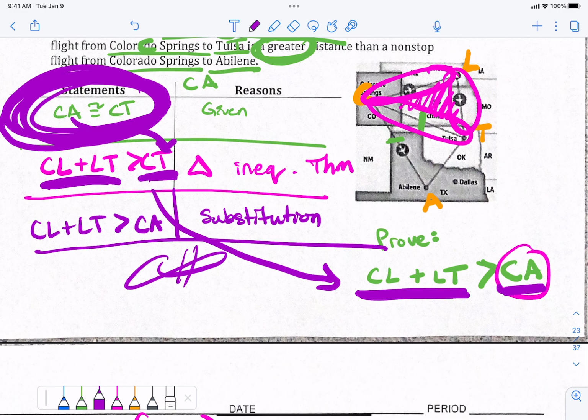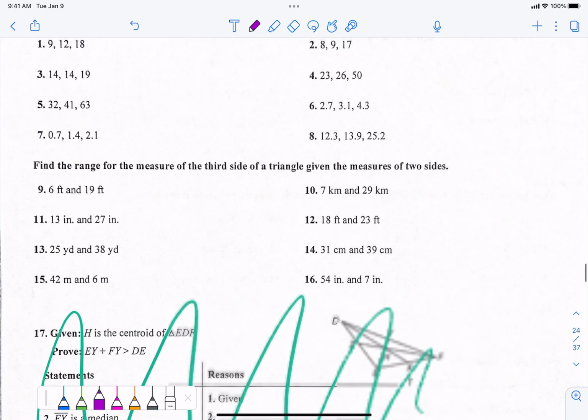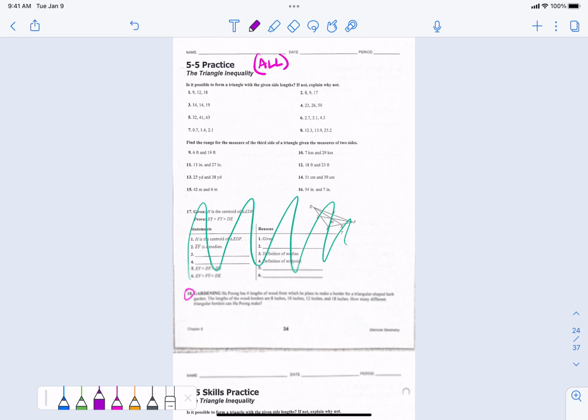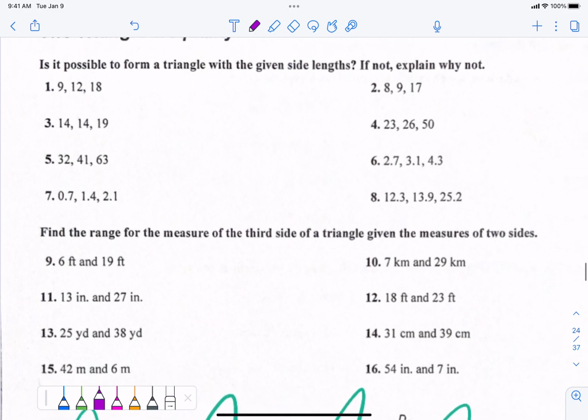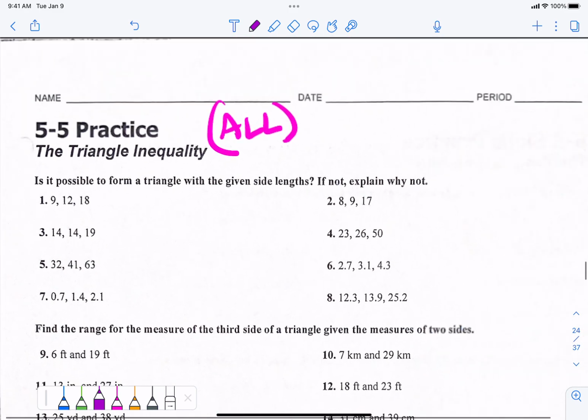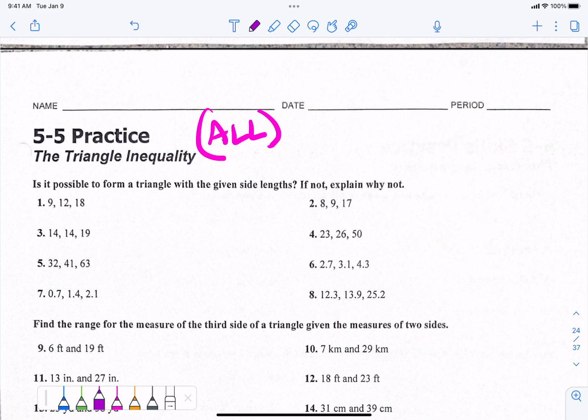That's okay. Alright, so on your homework, we're gonna run out of time, but do all on practice side. They don't take very long. They're really short. Do all on practice side, except the proof on 17. You do have to do 18 though. That's a good question to go through. And then on skills practice, only do the proof. Practice is all except the proof. The other one is nothing but the proof.